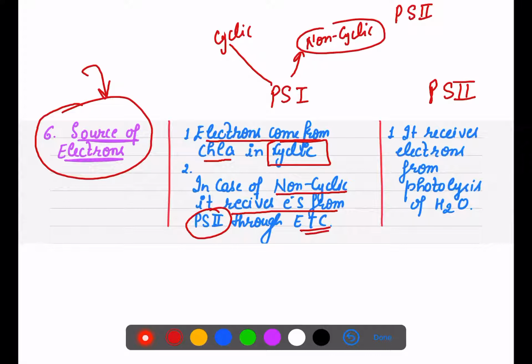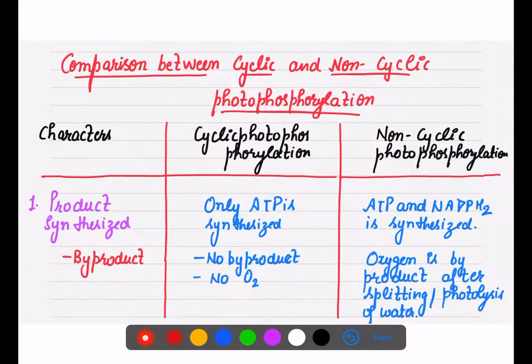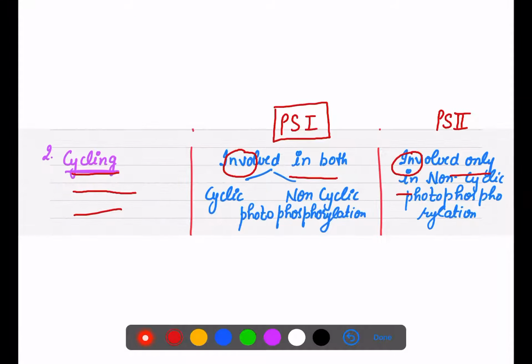What about photosystem 2? It receives the electron from photolysis of water, because continuously जो ultimately provide कर रहा है electrons to photosystem 2, that is the photolysis of water. But because photosystem 1 is playing a role in cyclic and non-cyclic, in cyclic they are coming from chlorophyll A, and in non-cyclic they are coming from photosystem 2, and in photosystem 2, from the photolysis of water. Now, I hope you are clear with photosystem 1 and 2.